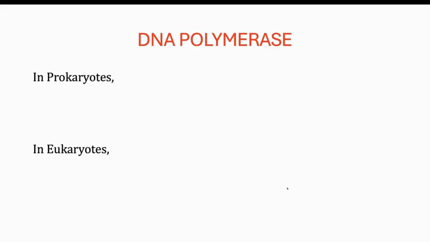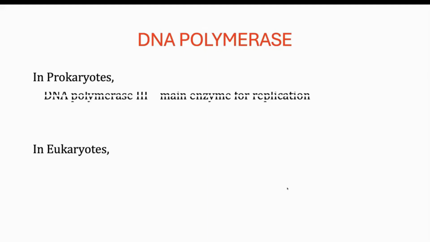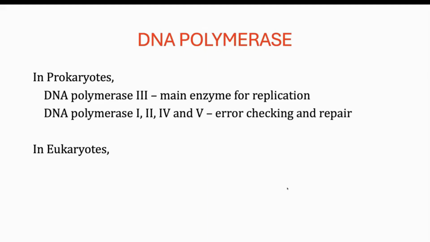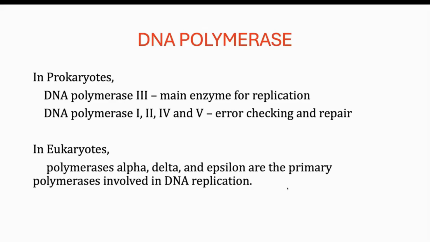Now, what is this DNA polymerase enzyme? DNA polymerase is the main enzyme for the replication of DNA. We have two types of cells, prokaryotes and eukaryotes. In prokaryotes, DNA polymerase 3 is the main enzyme for replication, and DNA polymerase 1, 2, 4 and 5 are used for error checking and repair of the DNA. In eukaryotes, we have polymerase alpha, delta and epsilon. These are the primary polymerases involved in DNA replication.